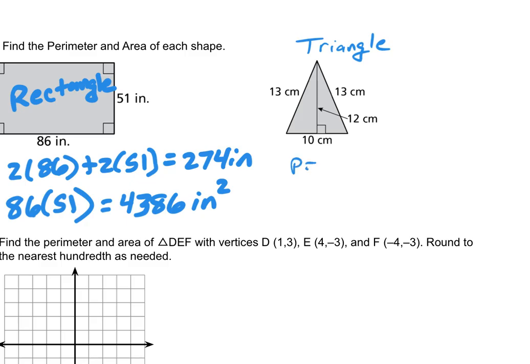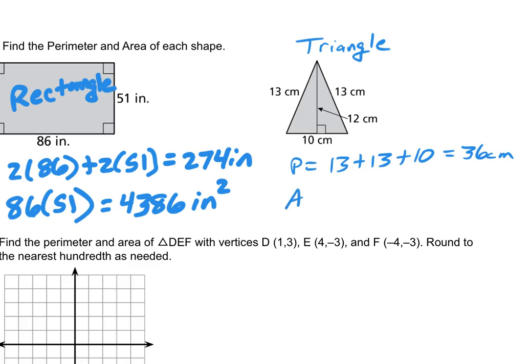Start with the perimeter here first. 13 plus 13 plus 10. Add up all three sides. 36. Okay. So as long as I know the sides, finding the perimeter is pretty easy.